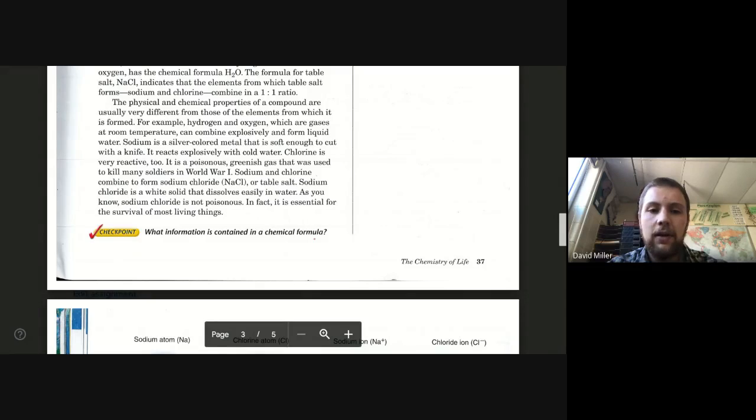Sodium is a silver-colored metal that is soft enough to cut with a knife. It reacts explosively with cold water. Chlorine is very reactive too. It is a poisonous greenish gas that was used to kill many soldiers in World War I. Sodium and chlorine combine to form sodium chloride, or table salt. Sodium chloride is a white solid that dissolves easily in water. As you know, sodium chloride is not poisonous. In fact, it is essential for the survival of most living things.